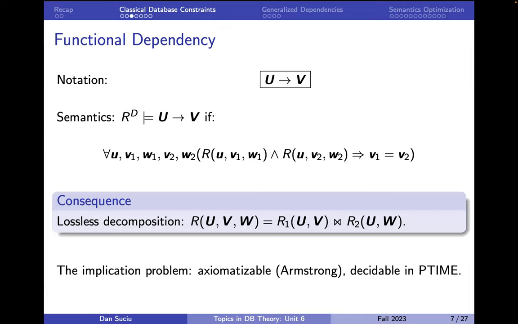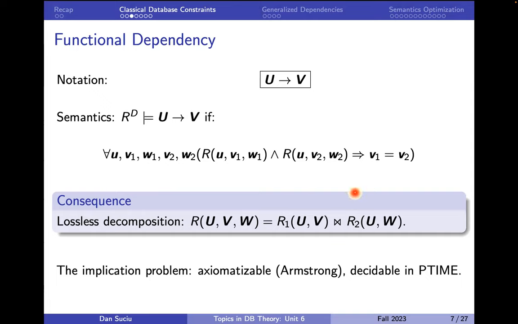Functional dependencies. This is the notation. A set of attributes U functionally determines another set of attributes V. The functional dependency holds in a relation R, in an instance R, if for any two tuples in the relation that have the same value of U, they also have the same value of V. Notice that in order to write this in our first order logic notation, I also had to refer to W, the other attributes that are not U or V. It's a very simple assertion, this logical statement here. It's going to become very important, so it must be very obvious.